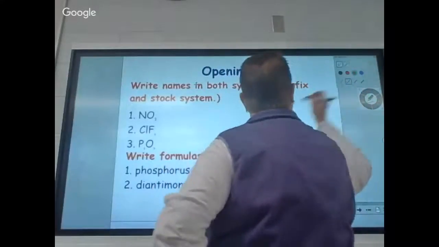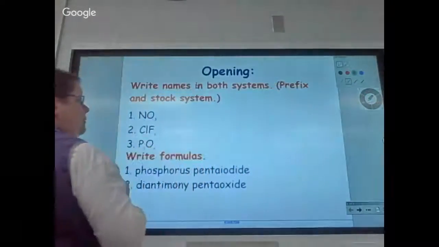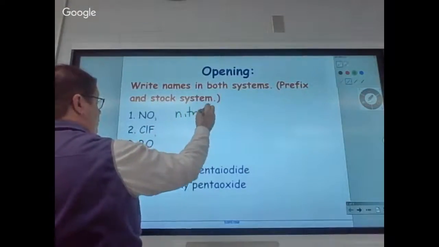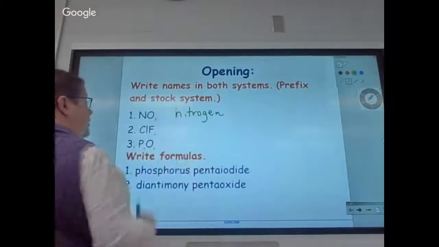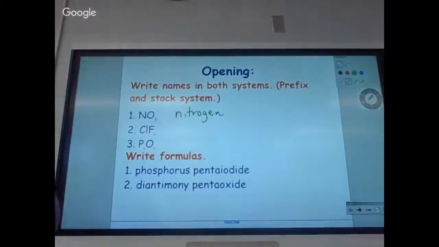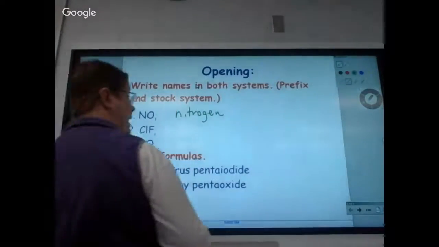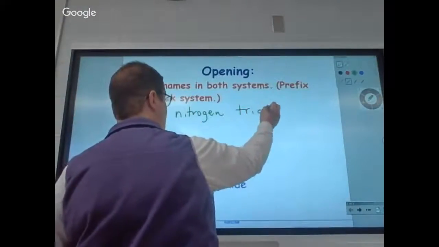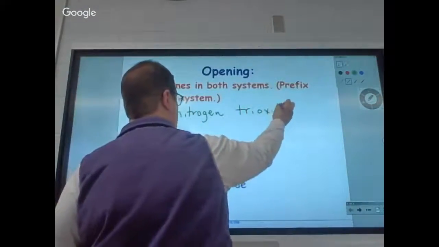An old system. So N is nitrogen. Do I put a prefix on it? No, because it has only one nitrogen. All right. How many O's do we have? So it has to have a prefix. So trioxide. The second element always gets a prefix.